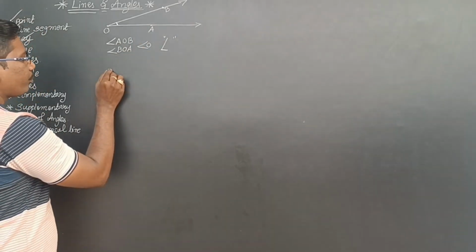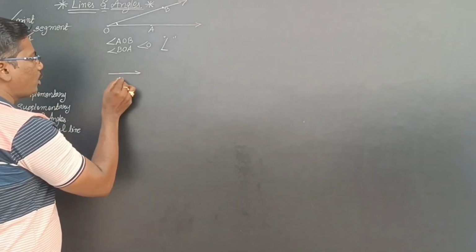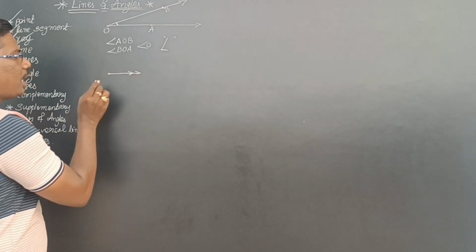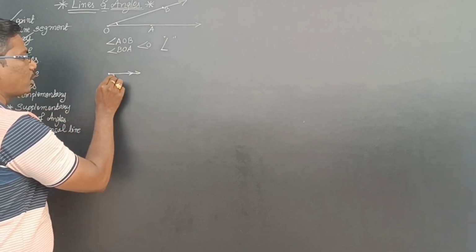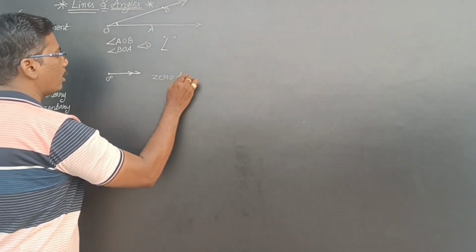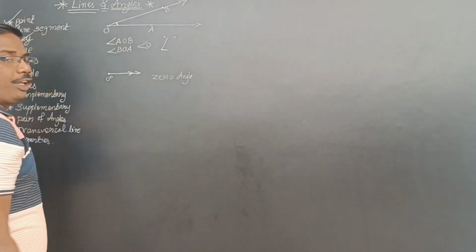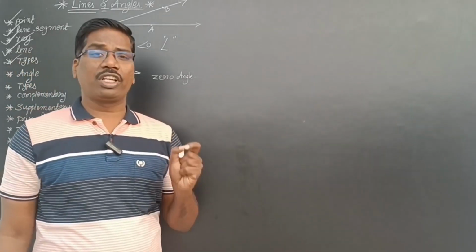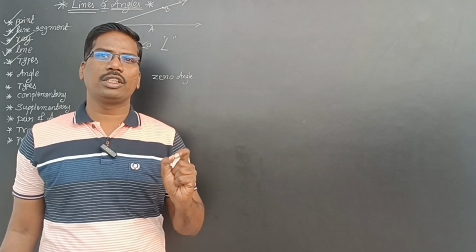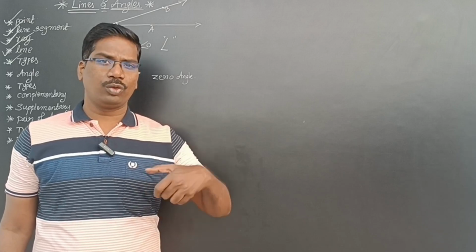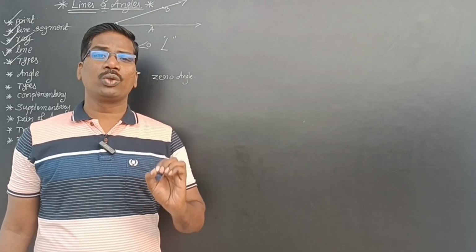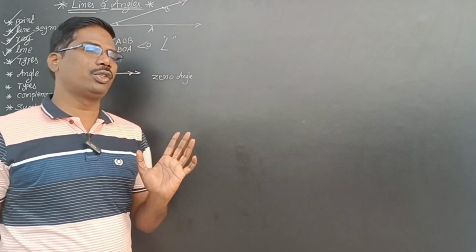See here, if the two rays are not moving, means the gap is 0. The gap is what? 0. Means this is 0 angle. If the gap between two rays is 0, then that is called 0 angle. Or we can say the angle between two rays is 0, the angle between two rays is nothing, then that is called 0 angle.